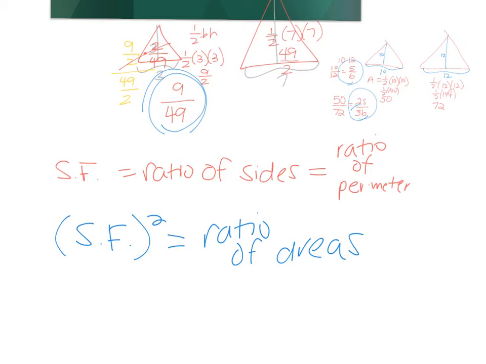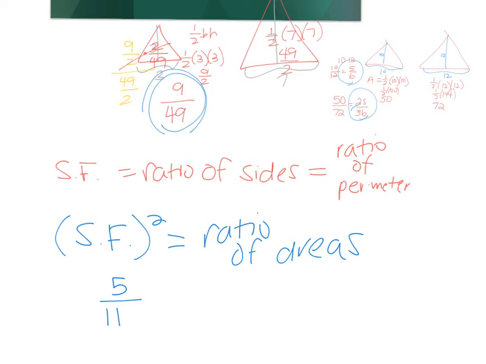So if I told you that the scale factor of two similar polygons was 5 to 11, what would be the ratio of their perimeters? 5 to 11. What would be the ratio of the side lengths? 5 to 11. What would be the ratio of the areas? 25 to 121. Does everybody understand that?